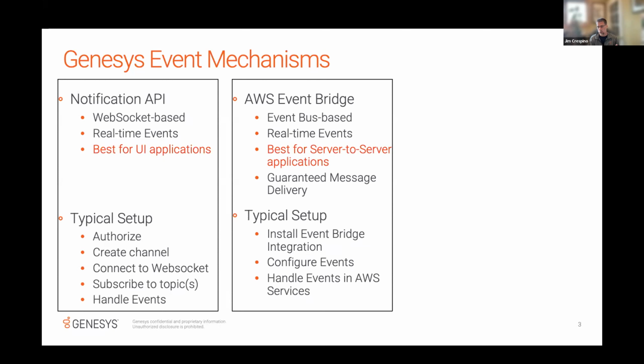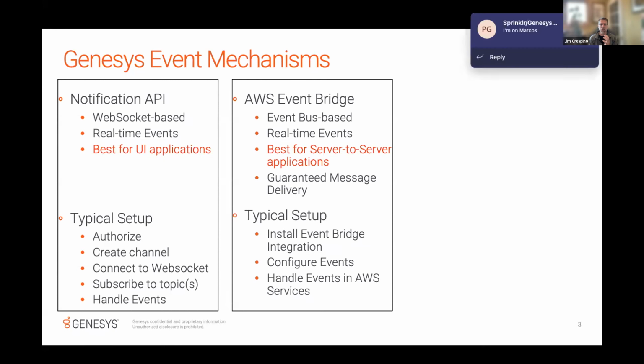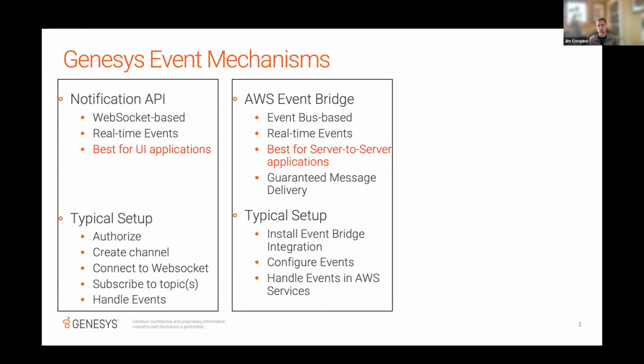So again, it's real-time events, just like with the notification API. Genesys will deliver the events that you configure to the Amazon EventBridge bus, and you can have Lambdas and other things hanging off of that bus to process those. AWS EventBridge is very high performant and headless. There's no user context on that. So it's really best for server-to-server type applications.